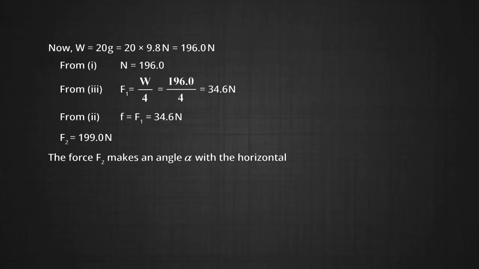F2 can be determined by the vector sum of the normal reaction and the frictional force. The force F2 makes an angle alpha with the horizontal. We can write tan alpha as N upon force of friction. The ratio of the two forces is 4. Hence, alpha is tan inverse of 4, which is approximately 80 degrees.